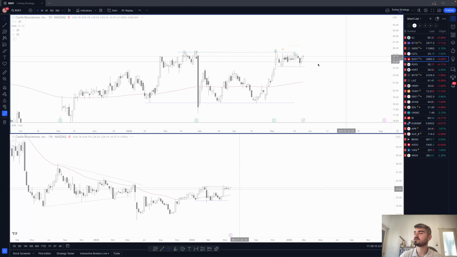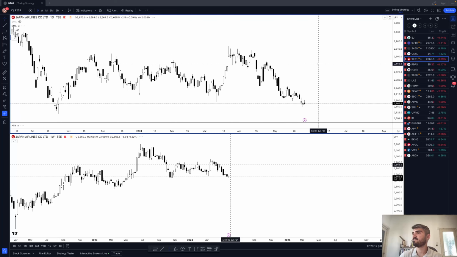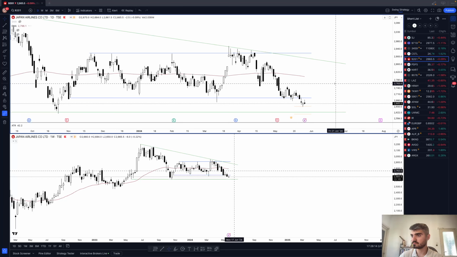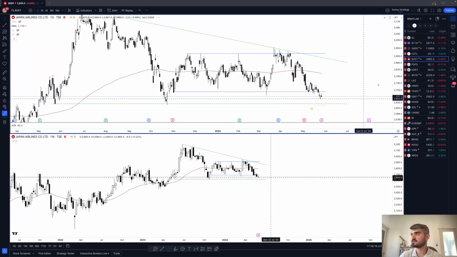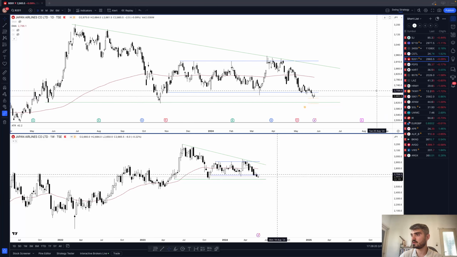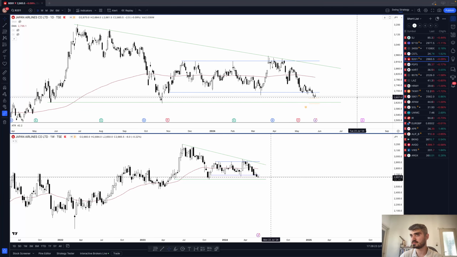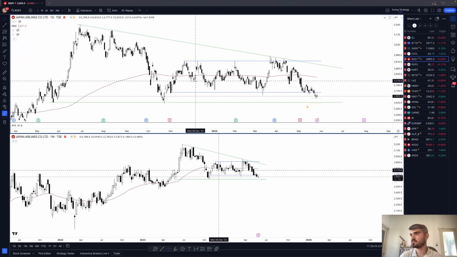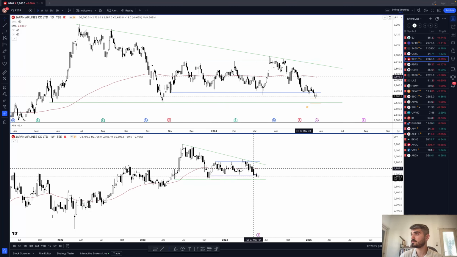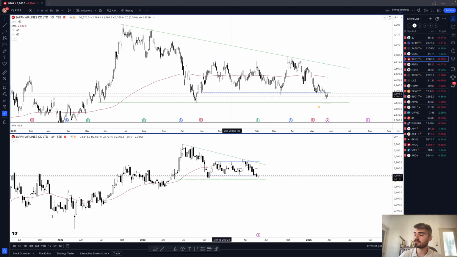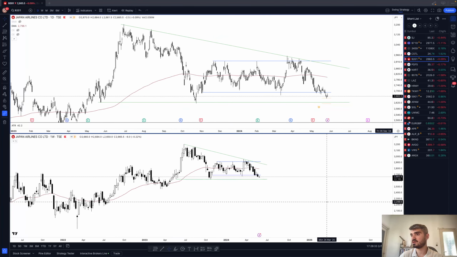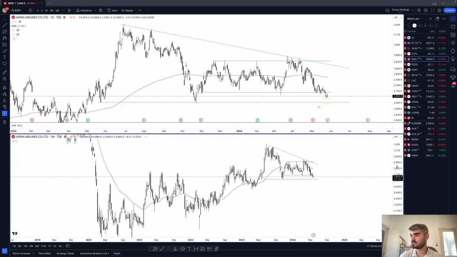Another Japanese stock. So this is a bit more complicated setup. So you have a rectangle, clear defined rectangle, and we have a mega pattern, which is a descending triangle.